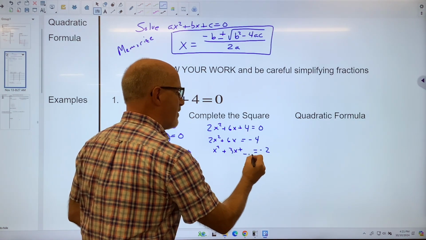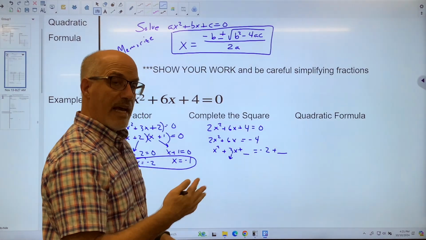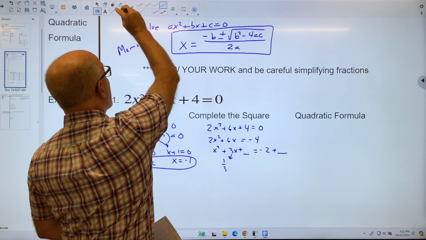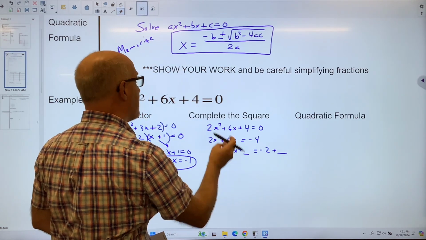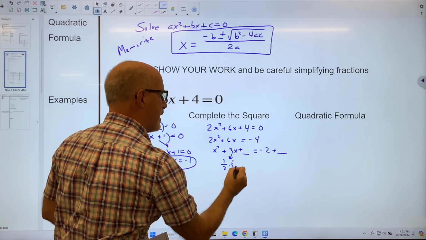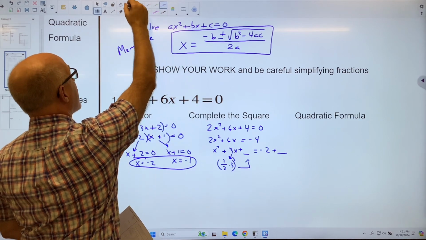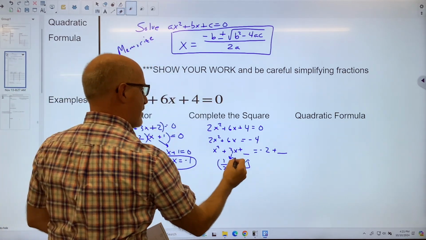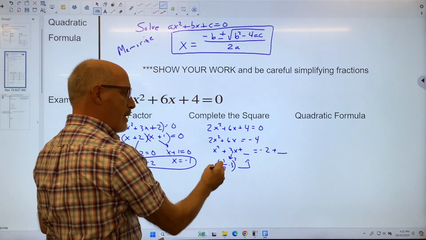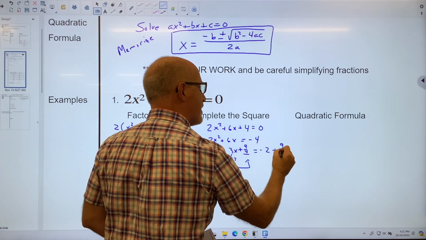Now what makes this one difficult is that this one's going to involve fractions, because when we take half of the 3, we're going to get 3 halves. So it'll be a little bit more clumsy to work with than the factoring was. So half of 3 squared, that's going to be 3 halves squared. So 3 halves squared is going to be 9/4. Add that to both sides.